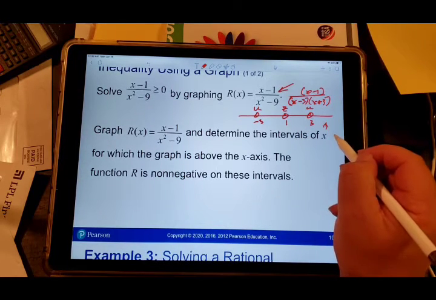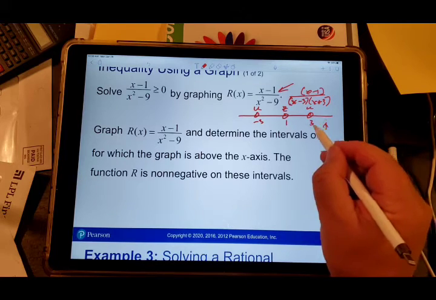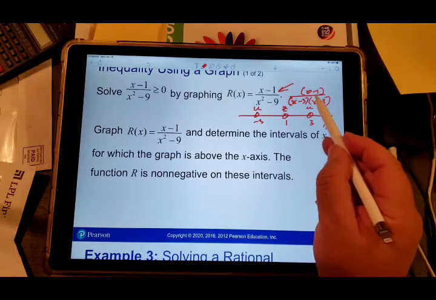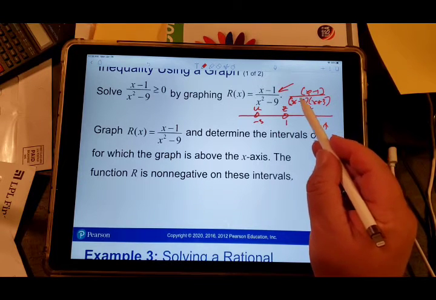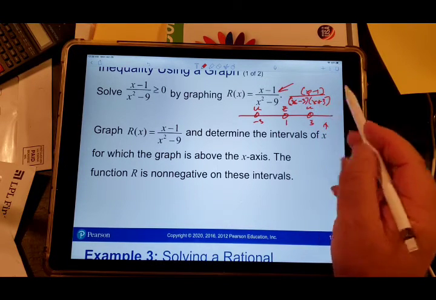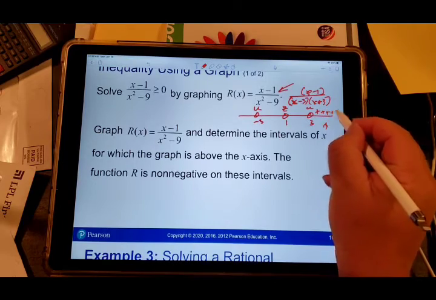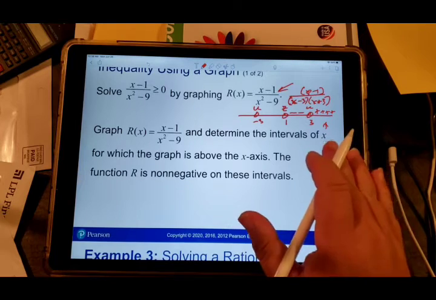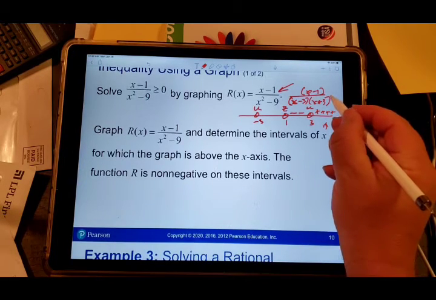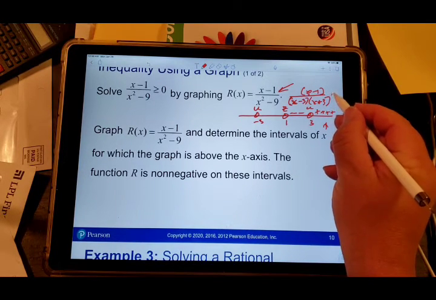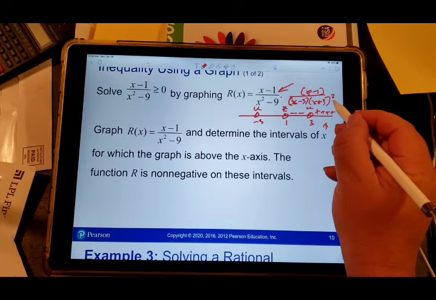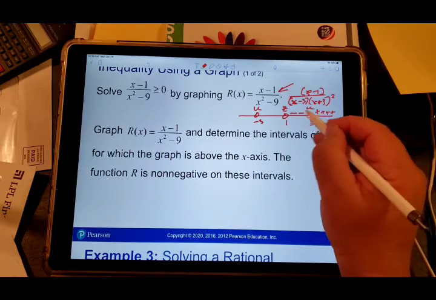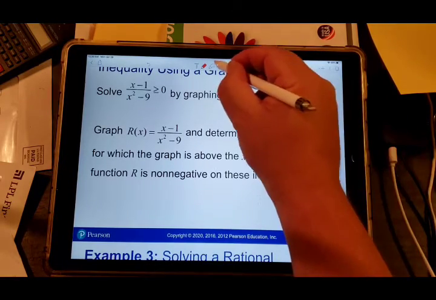Let's try a test point like 6. It's in this interval from 3 to infinity. If I put 6 in this problem, look at the factored version. Every factor is positive. Positive, positive, positive. So I know this is positive. It's going to change signs. It's not an opinion. I know it's going to change signs because this was degree 1. If it had been degree 2 or 4, something even, it wouldn't change signs at that point.